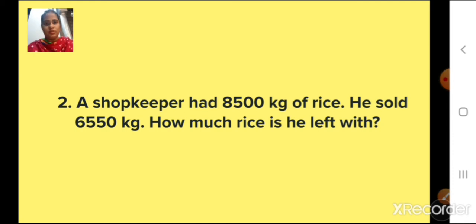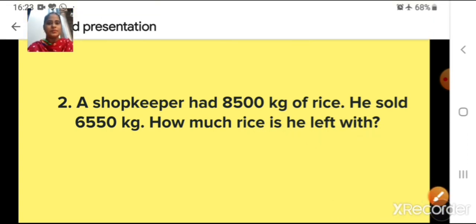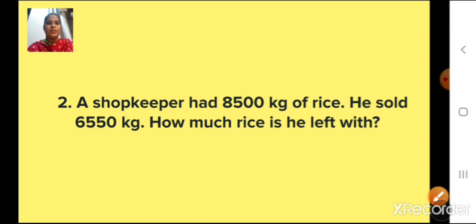Then he sold some of it. How much did he sell? 6,550 kg. So we have to find out how much rice is left with him. Left is our key term. With the help of this word, we can understand it is a subtraction operation. Children, now write down the question in your notebook. For solving, we have to first write the statements. After statements, we have to subtract and then we have to write the answer.